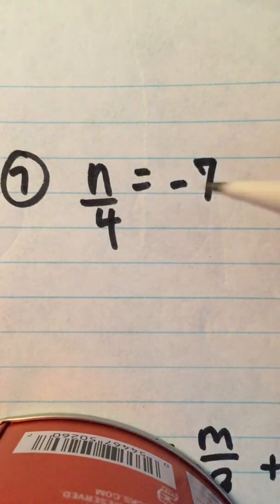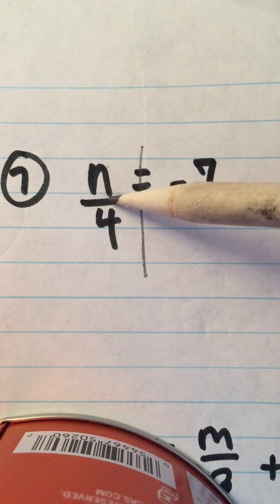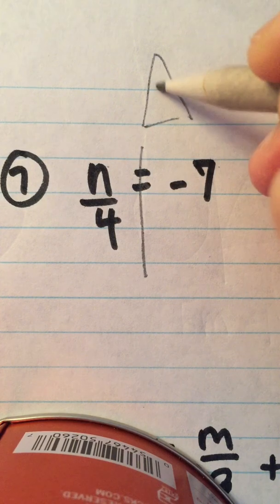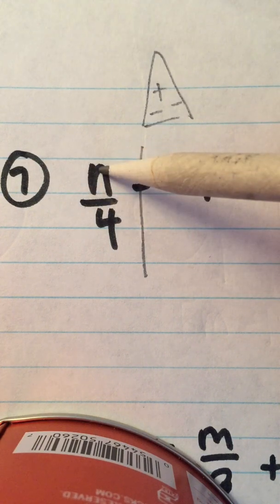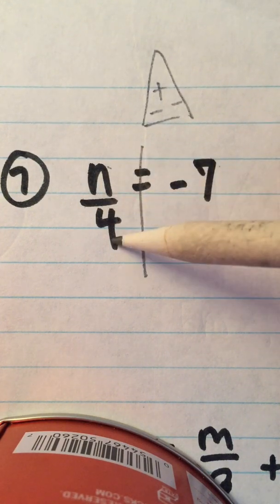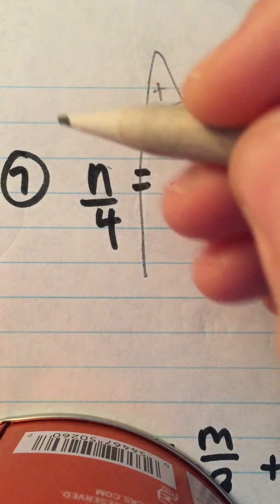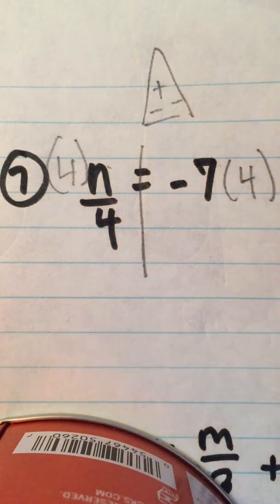Number 7, two sides. This says n divided by 4 equals -7. So here we're going to have to follow our integer rules for multiplying and dividing. Ask yourself what's happening to n. N is being divided by 4. So to undo that, or to reverse that, we're going to multiply both sides by 4.